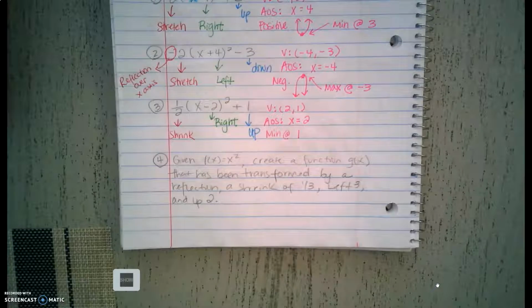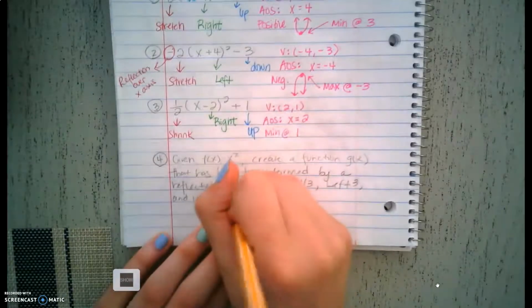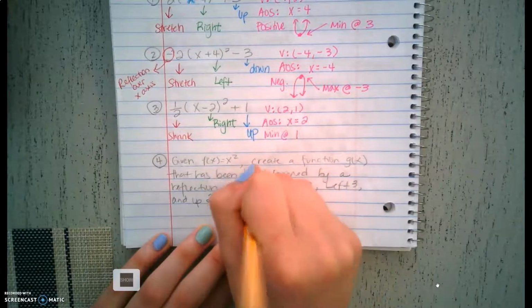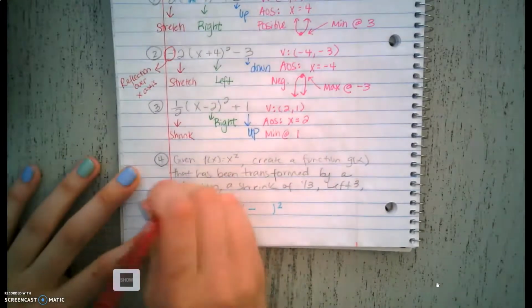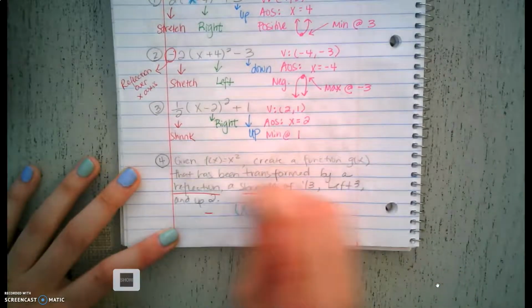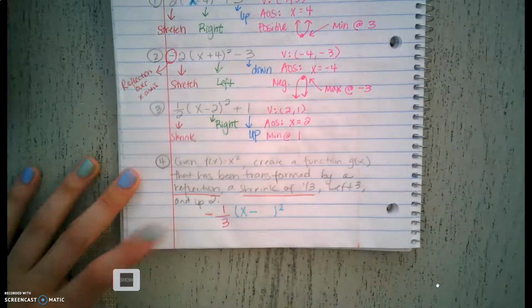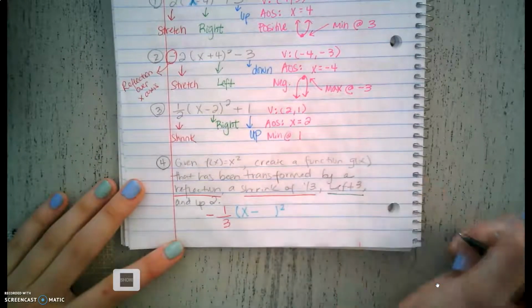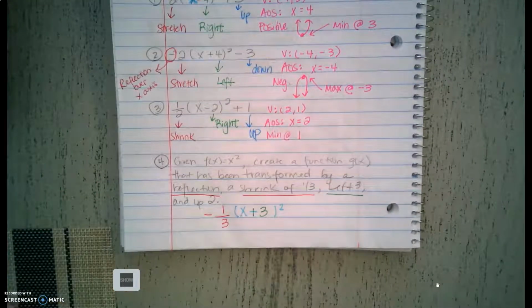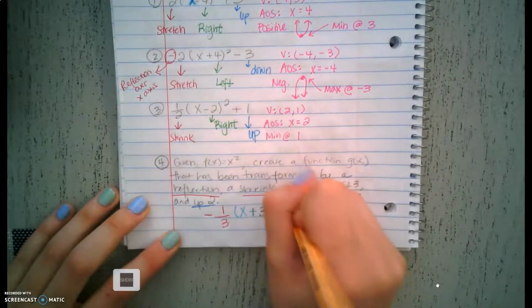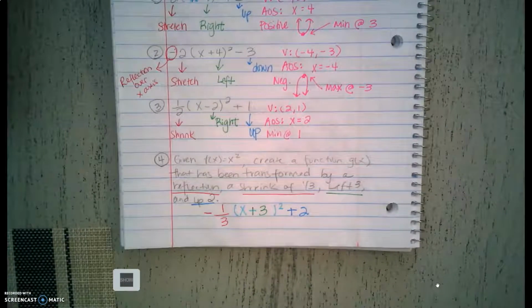Another thing I can ask you about transformations is to write the equation given the transformation characteristics. So we're going to start in our vertex template. Okay, so that's always true. Then we'll go through and we'll read. We have a reflection, that's negative. We have a shrink of 1/3, so that goes out front. Then we're going to the left 3. So left 3 means we need to make this a positive 3. And then up 2, plus 2. And then we've written a function for our equation.